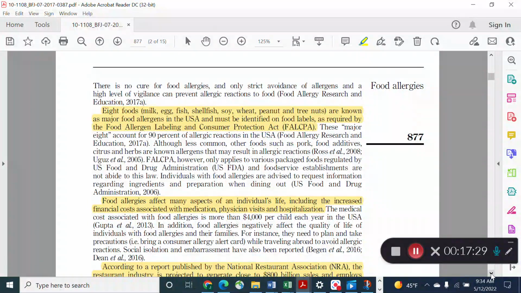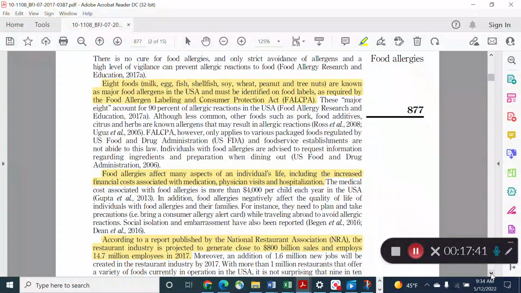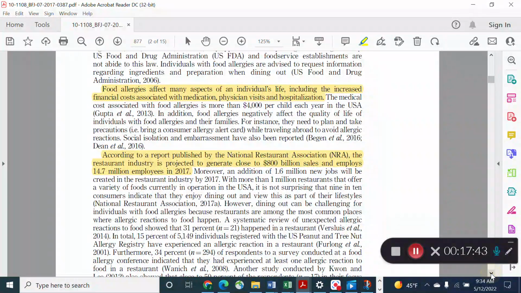So milk, egg, fish, shellfish, etc. These are foods that are required to be on labels, the major 8, because they account for 90% of food allergies. And then we move on down to the next paragraph. Food allergies affect many aspects of an individual's life. And so it talks a little bit about the cost of having a food allergy, and what it can do to people's pocketbooks and their lives and those types of things.